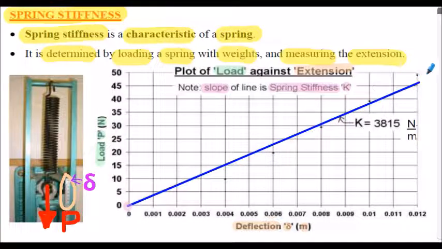In this case, the slope or the gradient of the line K evaluates to 3,815 newtons per meter, using the units stated on the axes here. So that would be the spring stiffness of the extension spring shown in the figure on the left.